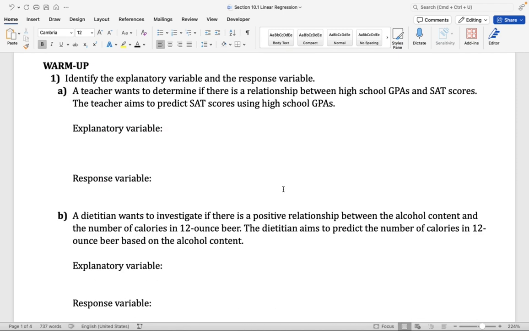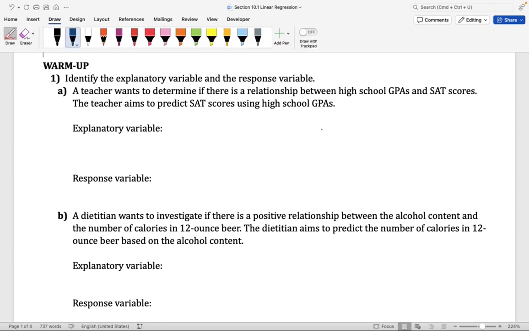Now, before we try to find the regression line for a data set, we're going to do a little warm-up. I'm going to give you three different scenarios, and you're going to identify the explanatory variable and the response variable. In order to find the regression line for a data set, we need to create a scatter plot. And for that, we need to decide what variable is going to go on the horizontal axis, also known as the x-axis, and we need to decide what variable is going to go on the vertical axis, also known as the y-axis.